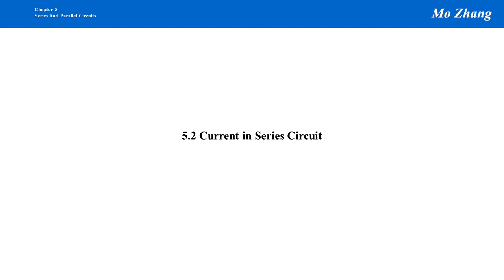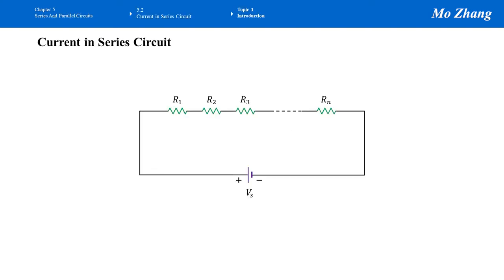5.2, the current in series circuit. So here we have N resistors connected in series. As you can see, there's a voltage source Vs connected to these N resistors. And if we let the source conduct, the conventional current flows from the positive terminal towards the negative terminal.